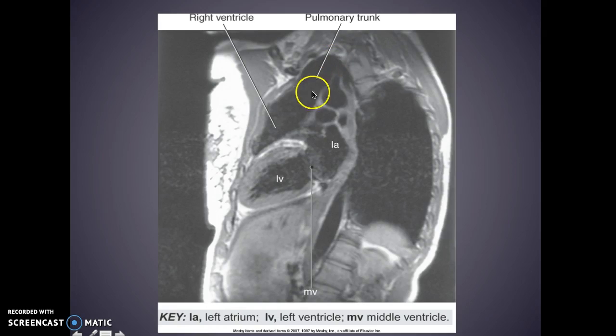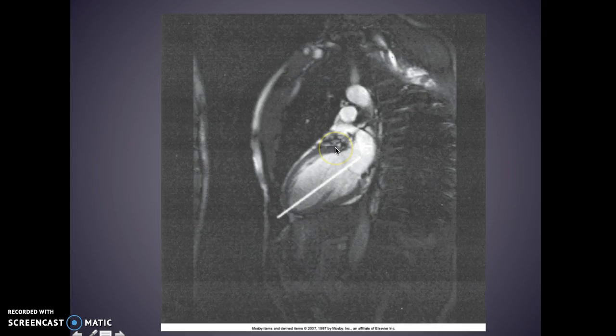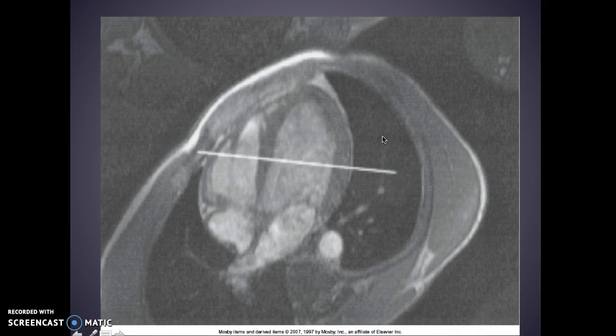So here's your right ventricle and your pulmonary trunk. Here's your left atrium and your left ventricle. So you can see we're cutting right through it. And so we take the sagittal and we want to go through it. So we cut it here, we slice it, so we get this image. So we can see it in the long axis here.